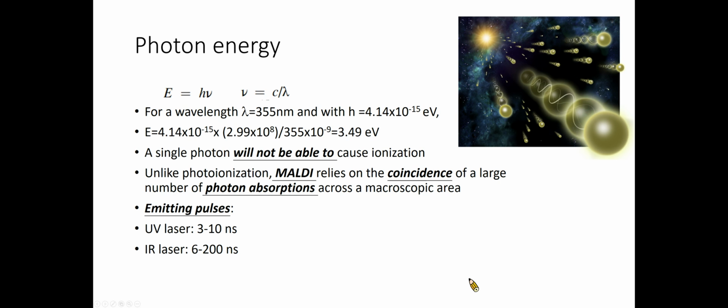The wavelength lambda determines the photon energy carried by the laser pulses. For a laser with a wavelength of 355 nanometers, we can calculate that the energy it carries is 3.49 electron volts. A single photon will not be able to cause ionization. Instead, MALDI relies on the coincidence of a large number of photon absorptions across a macroscopic area.